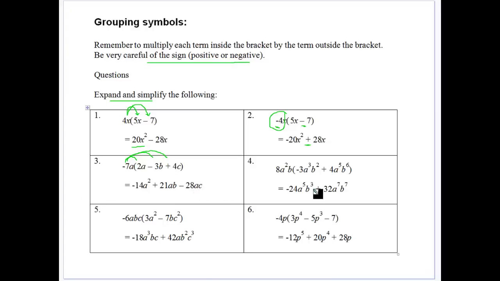So you might have done all these already and you're just checking these, but just be careful when you're expanding out, multiplying the terms out like we've done before. Multiply the numbers, multiply the terms, and get the indices correct. 2 plus the 3 is the 5, because we're multiplying two terms with the same base. And be careful about the signs.